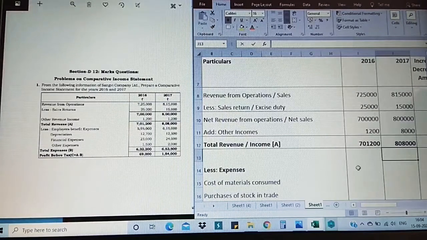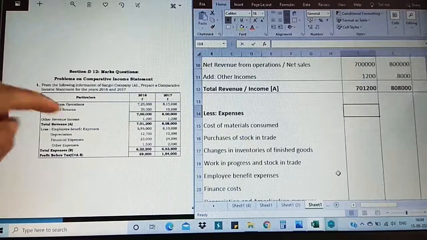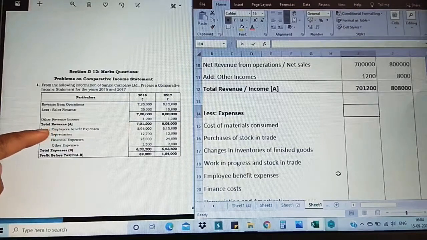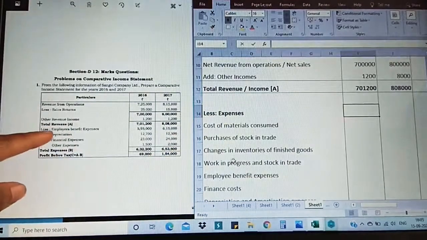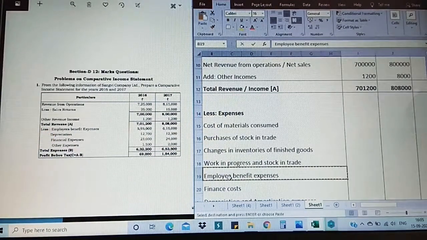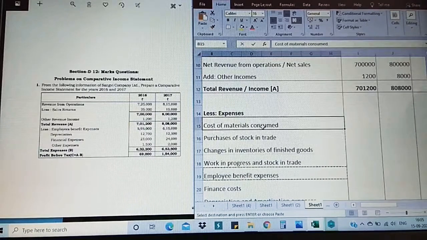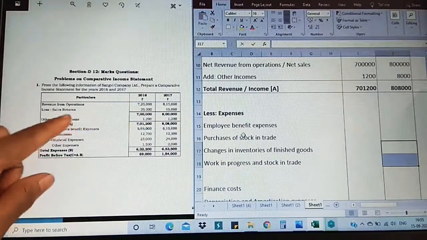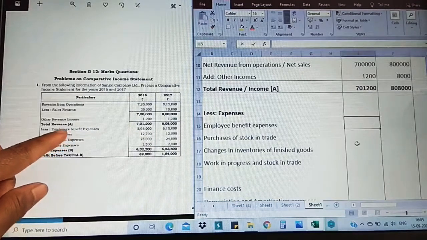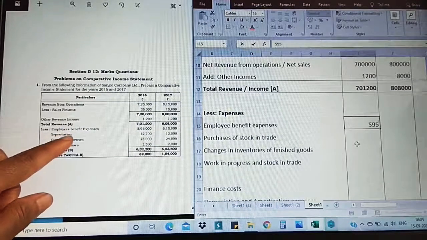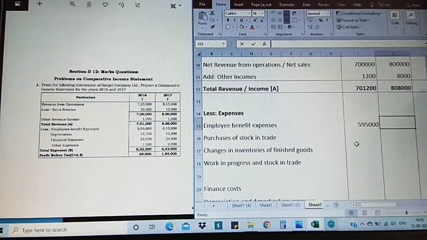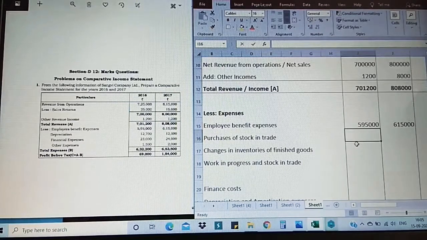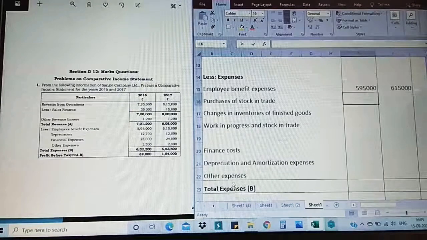Just observe. Next, under the less expenses, in the question they have not given them. So what we are going to do is follow the format. Less employee benefit expenses. I'm just taking it and replacing it here. So first is employee benefit expenses, the value. Just because this is an Excel sheet, it's easy for me to cut, copy and paste it. You people have to write what is given in the question. 6,15,000 over. Next, depreciation is given.